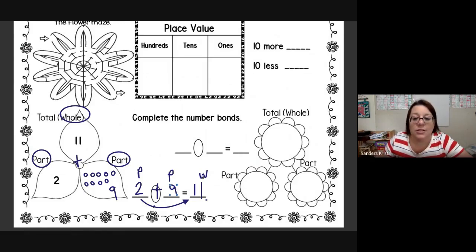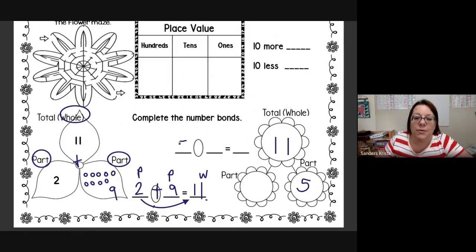All right. So what happens if I make my own this time? What if I have 11 as my whole and 5 as my part? I'm going to count on, right? I still know that a part plus a part is a whole. I can subtract by starting with the greatest number, but I don't like to subtract. I like to count on.